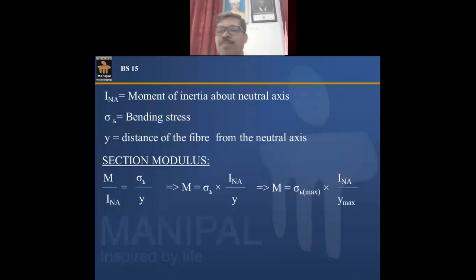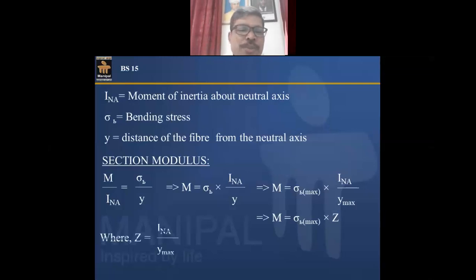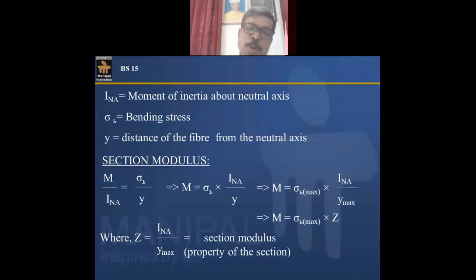So this term I by y is called section modulus, and that is called Z. I by y is always denoted by Z, and if it is Ixx, then it is called Zxx. So all this terminology you require in the design of steel structure as well as design of RCC structure. That is section modulus, then core of the section, etc., that you have to study. So where Z is I by y, that is called section modulus. It is also a property of the section of the beam.